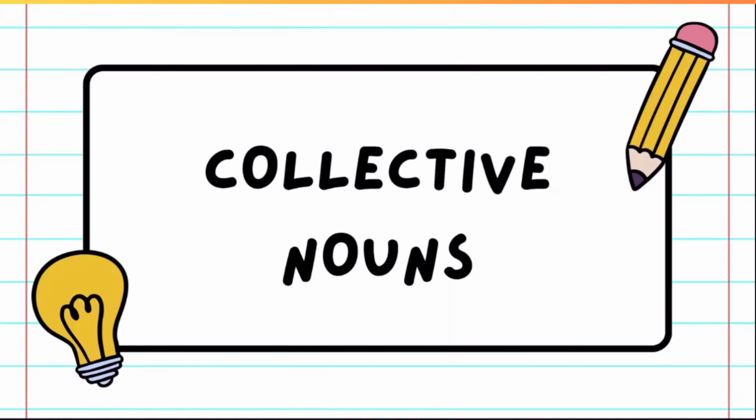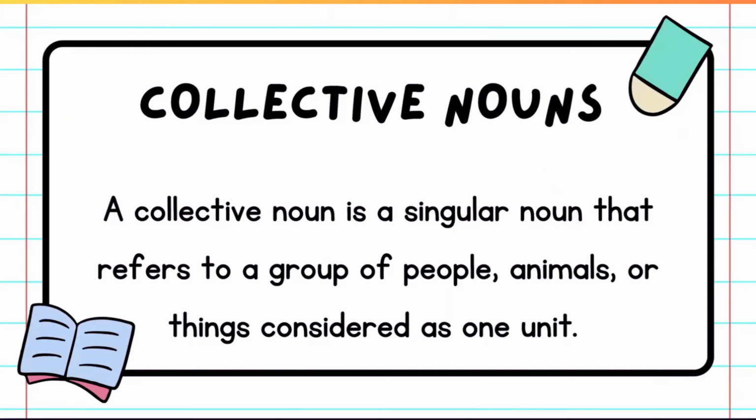Next, we are moving to the collective nouns. A collective noun is a singular noun. Yes, we have to consider the collective noun to be a singular noun. It refers to a group of people, animals, or things, but we consider it as a single unit.